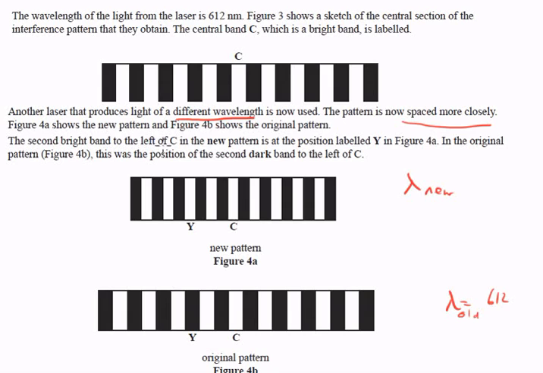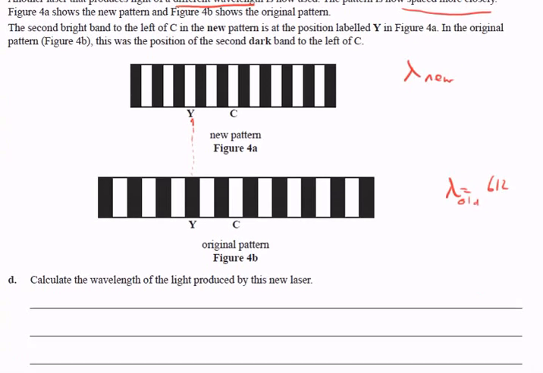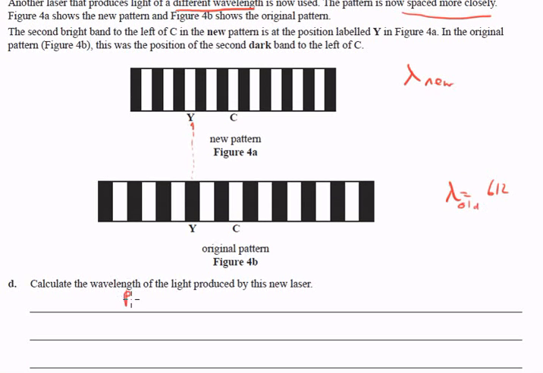The second bright band to the left in the new pattern, here, is at the position y. In the original pattern, this was the position, so this is directly on top of a dark band. Because they're in the same spot, the path difference of the new and the path difference of the old is the same at these points. At y, path difference new equals path difference old.